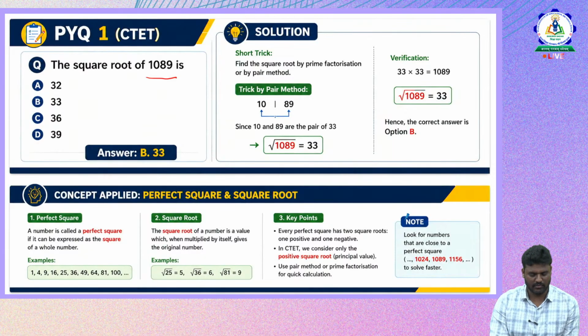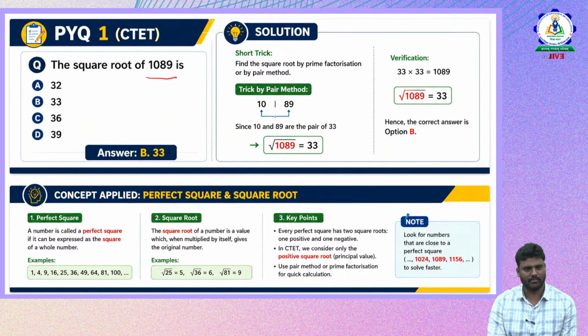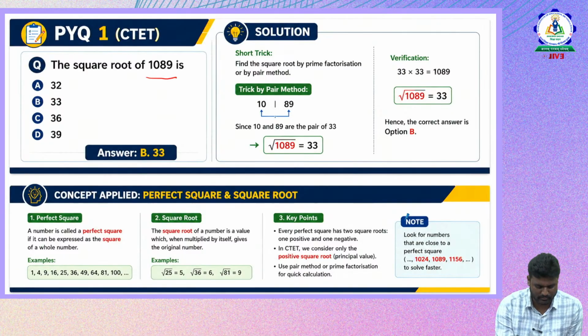Then if you see 36, 6 squared is 36, so the unit digit ends with 6. If you see 39, 9 squared is 81, so the unit digit ends with 1. So there is no chance of these being the answer. Option A, C and D are not correct; the answer is 33.